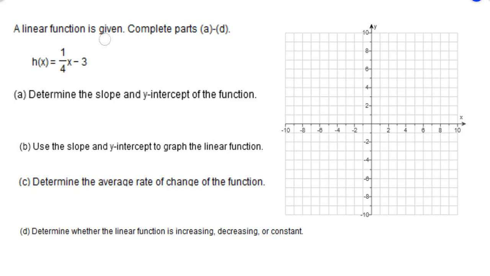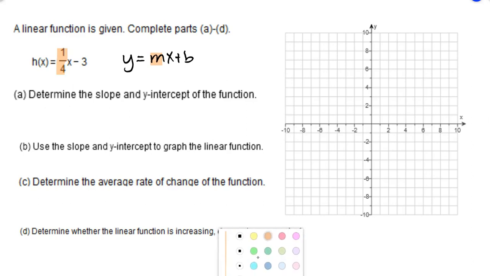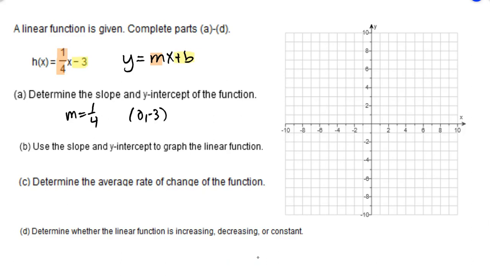A linear function is given. Complete parts A through D. The linear function is h of x equals 1/4 x minus 3. Determine the slope and the y-intercept of the function. This linear function is written in slope-intercept form, y equals mx plus b. So we can determine the slope by looking at the coefficient of the x, and the y-intercept by this constant on the end. So this linear function has a slope of 1/4 with a y-intercept at the ordered pair (0, -3).